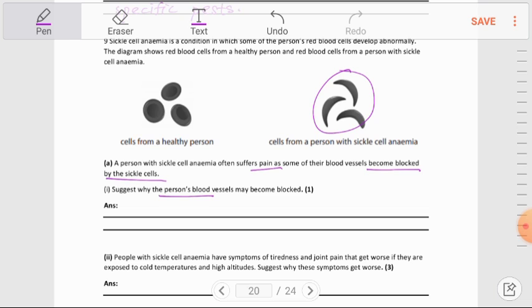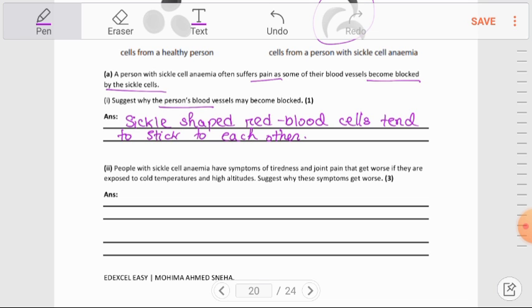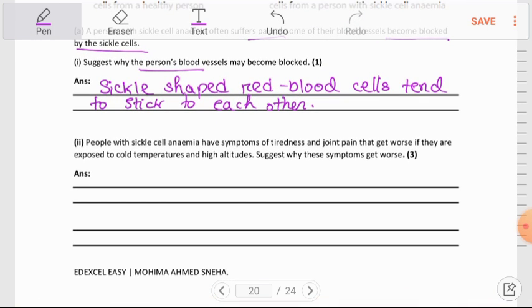So the answer for this should be: sickle shaped red blood cells tend to stick to each other. And with this, our 9A1 ends. 9A2 says people with sickle cell anemia have symptoms of tiredness and joint pain that get worse if they are exposed to cold temperatures and high altitudes. Suggest why these symptoms get worse.